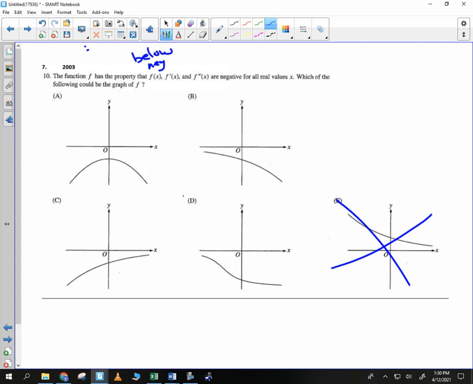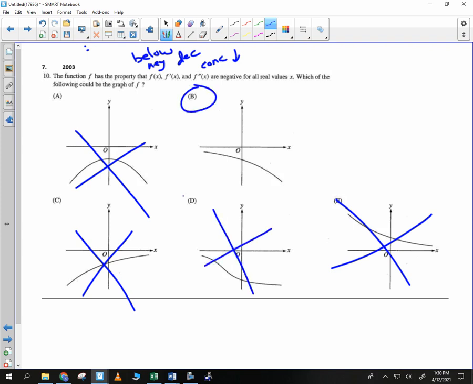What does it mean for f prime to be negative? It means it is decreasing. So I'm looking for a function that's always decreasing. Well, this one is increasing for part of the time. This one is also increasing, so those two are not options. And f double prime is negative. That means it's concave down all the time. And this is concave down all the time. This is not concave down all the time. Sometimes it's concave up, so this is not an option. This is it.